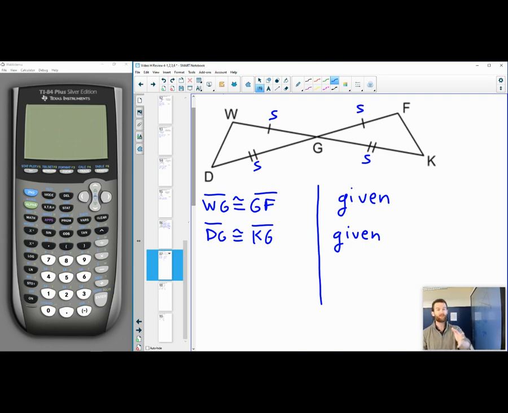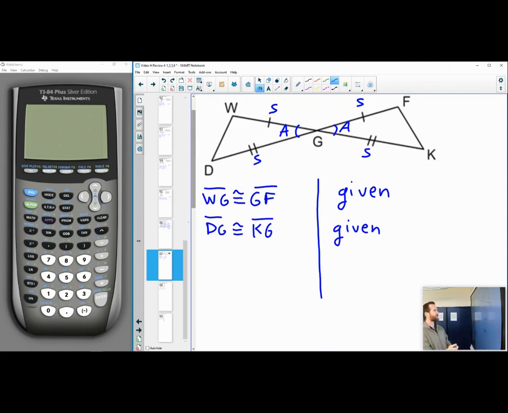Hopefully, as soon as you saw this problem, you saw that X right there for the vertical angles. So we can add those markings in. That angle is congruent to that angle. I'll put an A there just to emphasize that it's an angle. We cannot just say angle G because they're both angle G. So I'm going to call the first one angle WGD is congruent to angle FGK. Sounds like a bad radio station. And that's because of vertical angles. We know they're congruent because they were vertical angles.